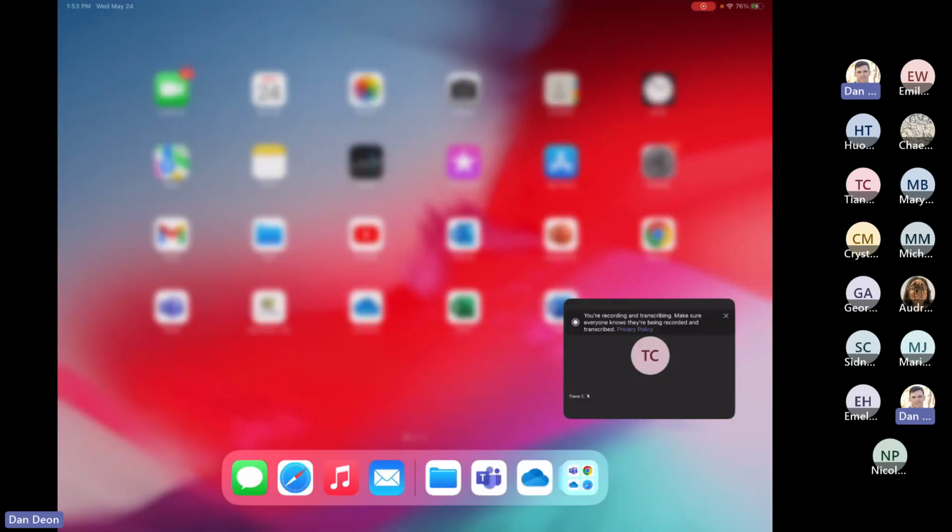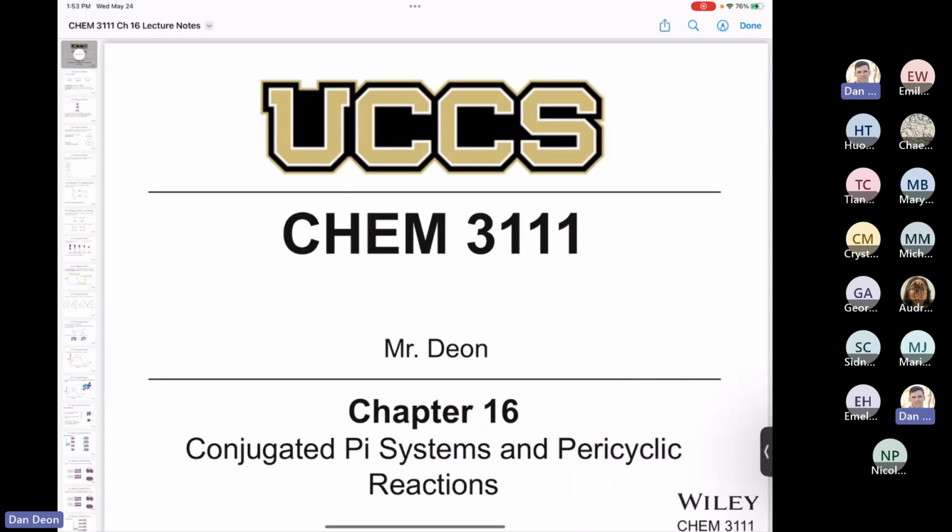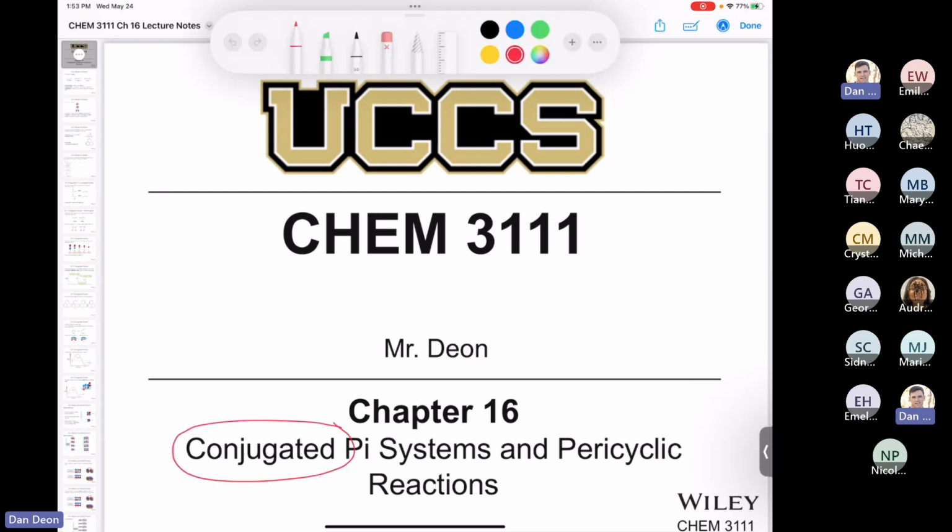All right, Chemistry 3111. Let's get started with Chapter 16, which deals with conjugated pi systems and pericyclic reactions. I'm not going to explain pericyclic reactions yet, but I do want to review the word conjugated with you because it's come up several times in Organic Chemistry 1 and maybe a little bit this semester.